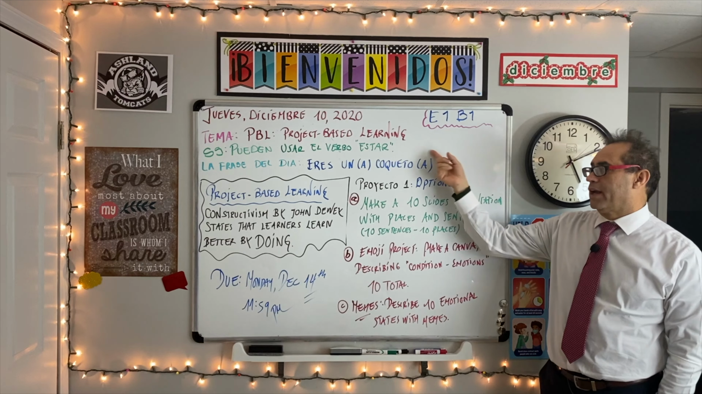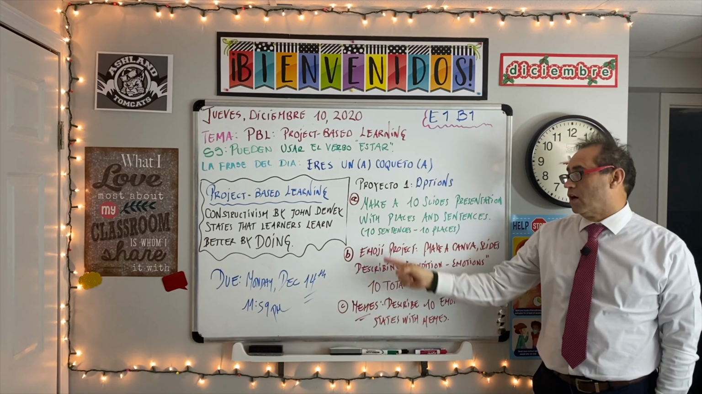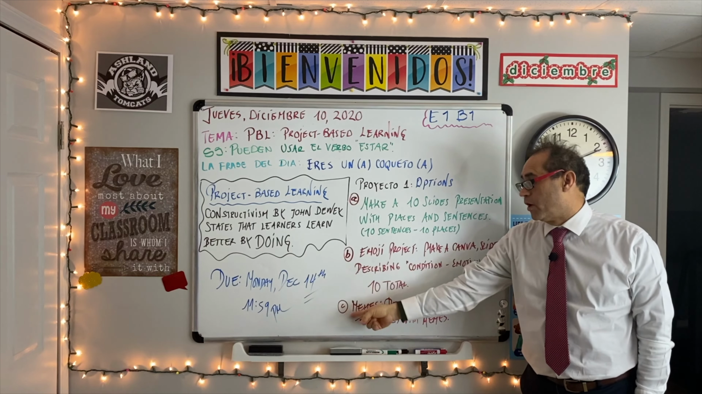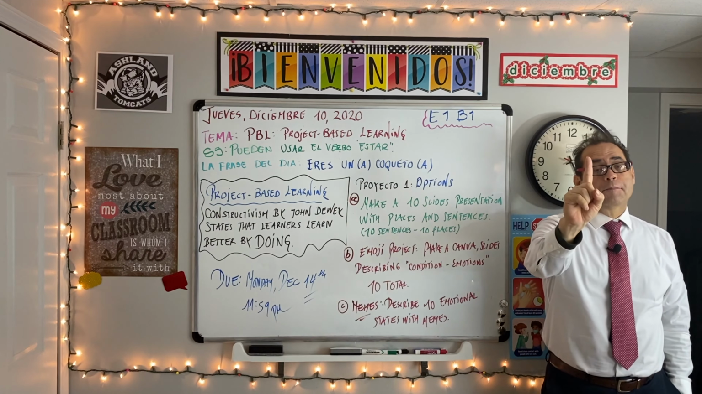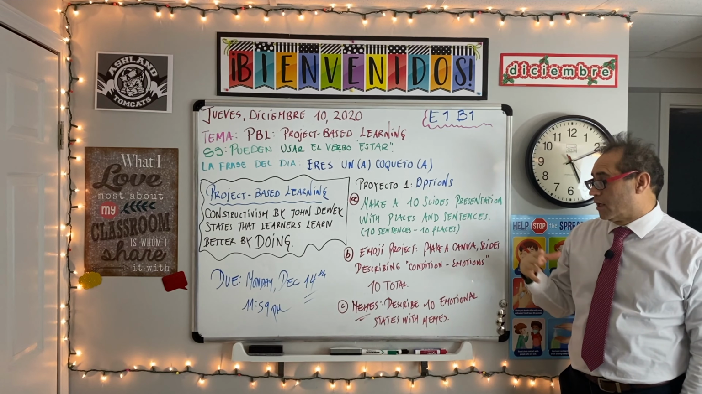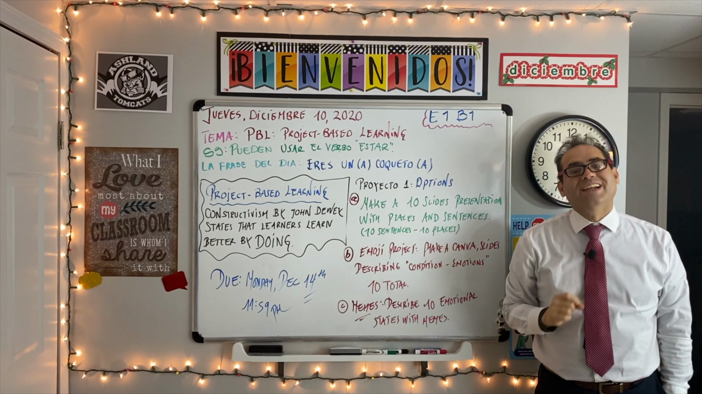We're going to be using the verb estar. You are going to pick only one of these options. Option 1, 2, 3, A, B, C. Only one project, only one option. But Mr. Martinez, can I do all three? No, just do one. I want quality, not quantity.